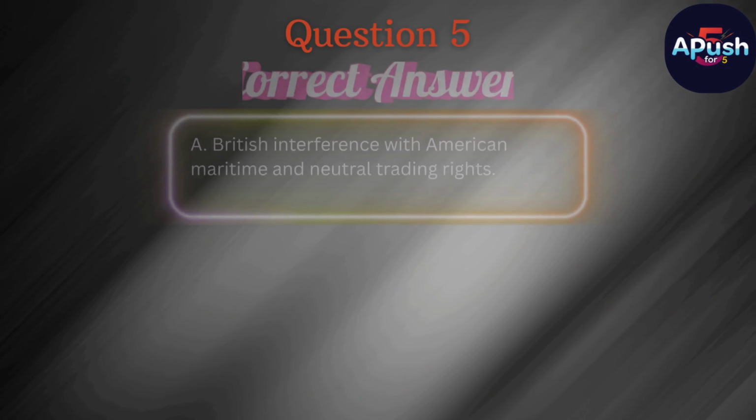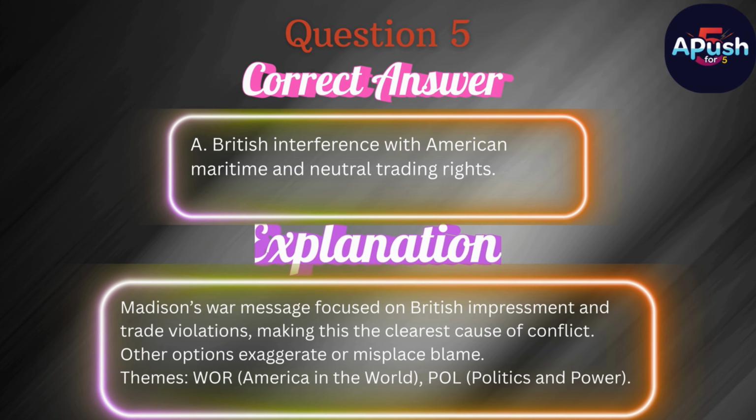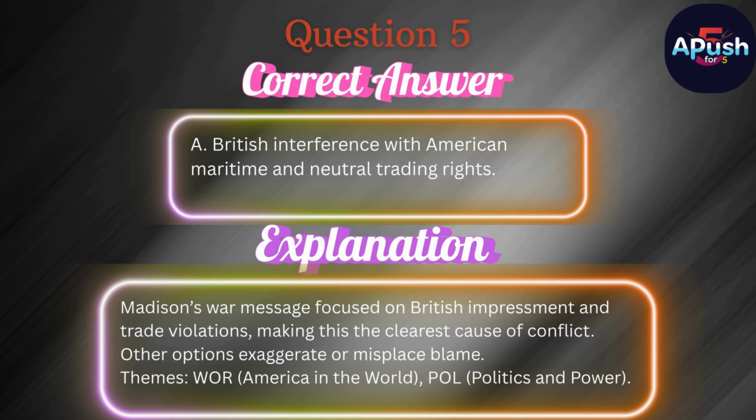The correct answer is A. British interference with American maritime and neutral trading rights. Madison's war message focused on British impressment and trade violations, making this the clearest cause of conflict. Other options exaggerate or misplace blame.